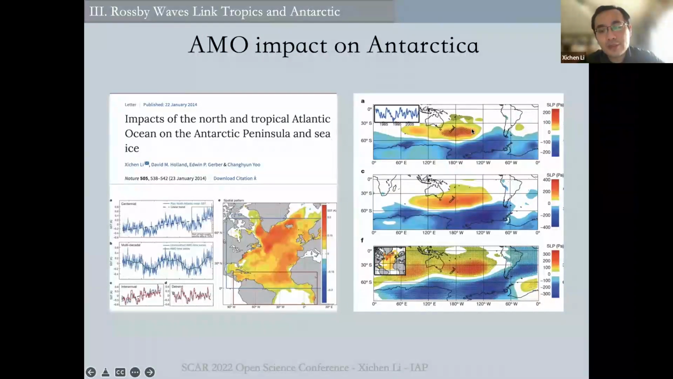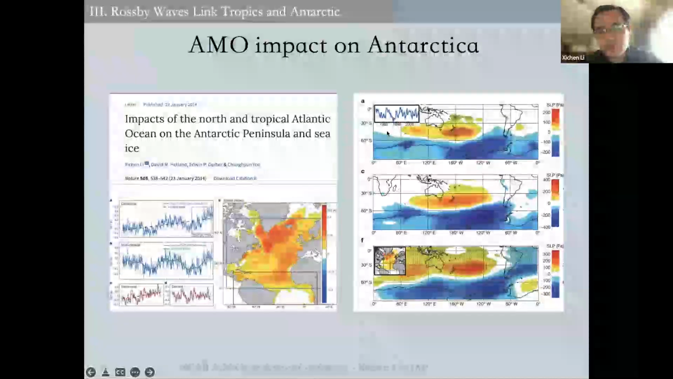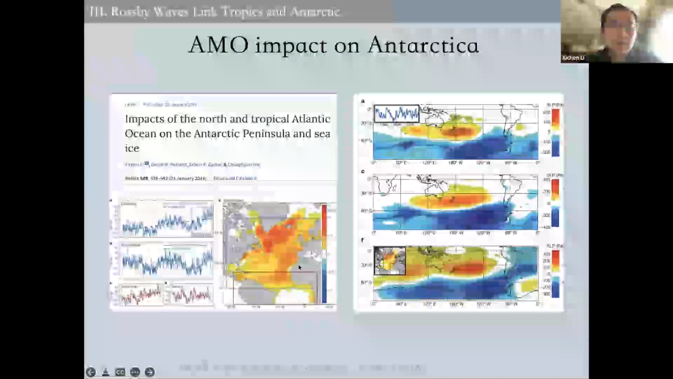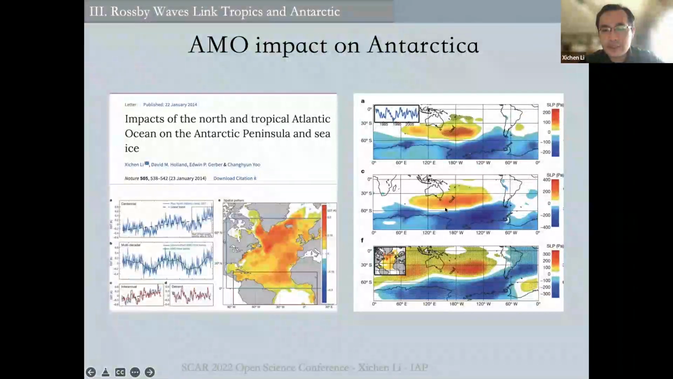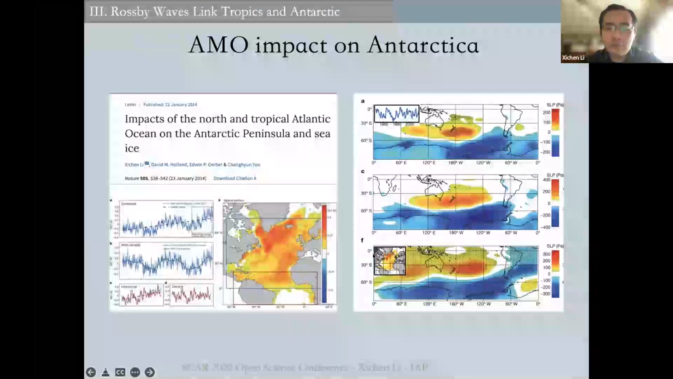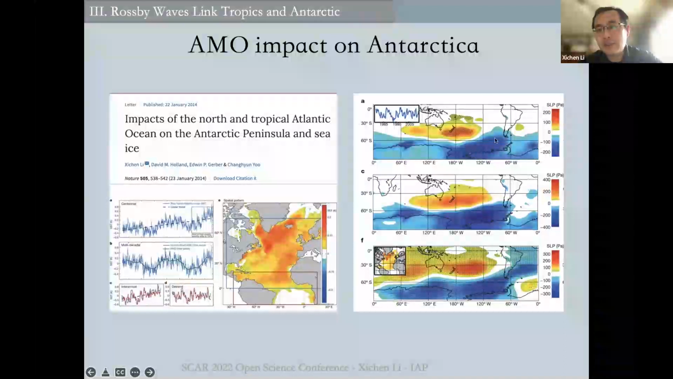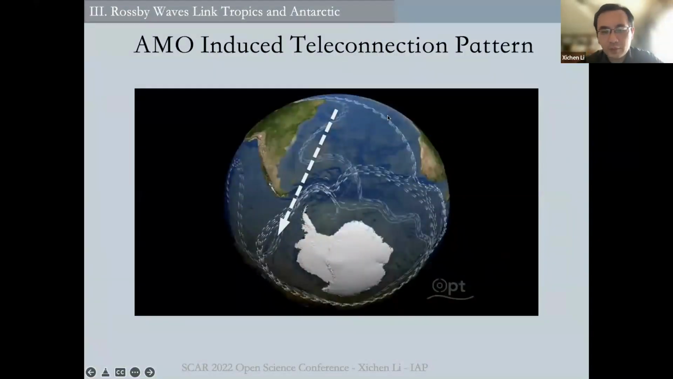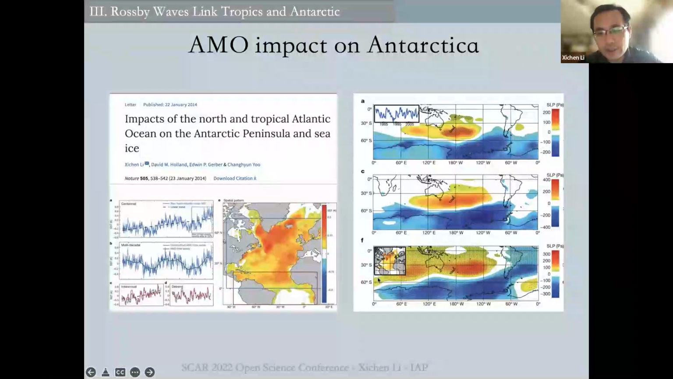We do some regression analysis between the Atlantic and the southern hemisphere circulation, actually the sea level pressure around the Antarctica. And we also perform numerical simulation to drive the model with the tropical and North Atlantic warming. We find the tropical and North Atlantic warming can generate a deepened Amundsen Sea low around the West Antarctica. And we see a wave train-like pattern in this model simulation.